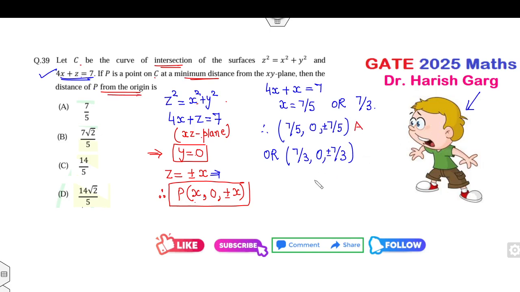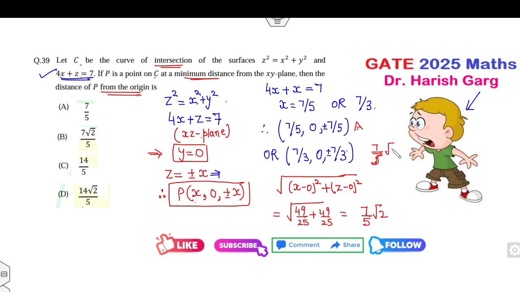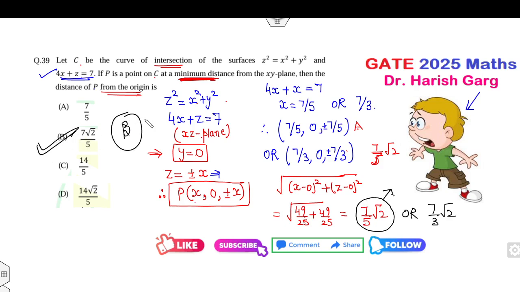If I say this is my A, can you find the distance from the origin? That is x minus 0, plus y which is 0, z minus 0. Fine. So for the first case, it will be the square root of 49 over 25 plus 49 over 25, so that will be 7 over 5 root 2. And for this case, it is 7 over 3 root 2, because your target is to find the minimum distance. Which one is the minimum? Either 7 over 3 root 2 or 7 over 5 root 2. So 7 over 5 root 2 is my minimum distance, the right answer of this problem.